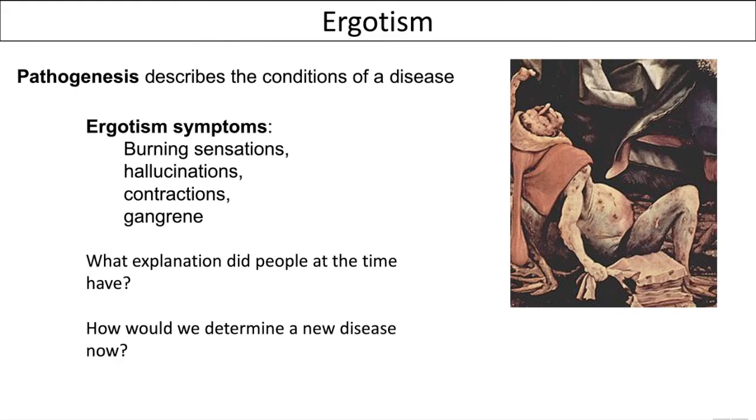So if you think about this set of symptoms, you can start to ask questions like, what explanations did people have at the time? And you can also think about this in terms of what happens when there's new diseases today. How do we determine a new disease? How do we classify that it's not something that we've seen before? How do we know it's new? So these are really important questions, and I want to emphasize that the people at the time were working with the information that they had, and they were starting to make guesses of what could be the cause that would lead to this effect.